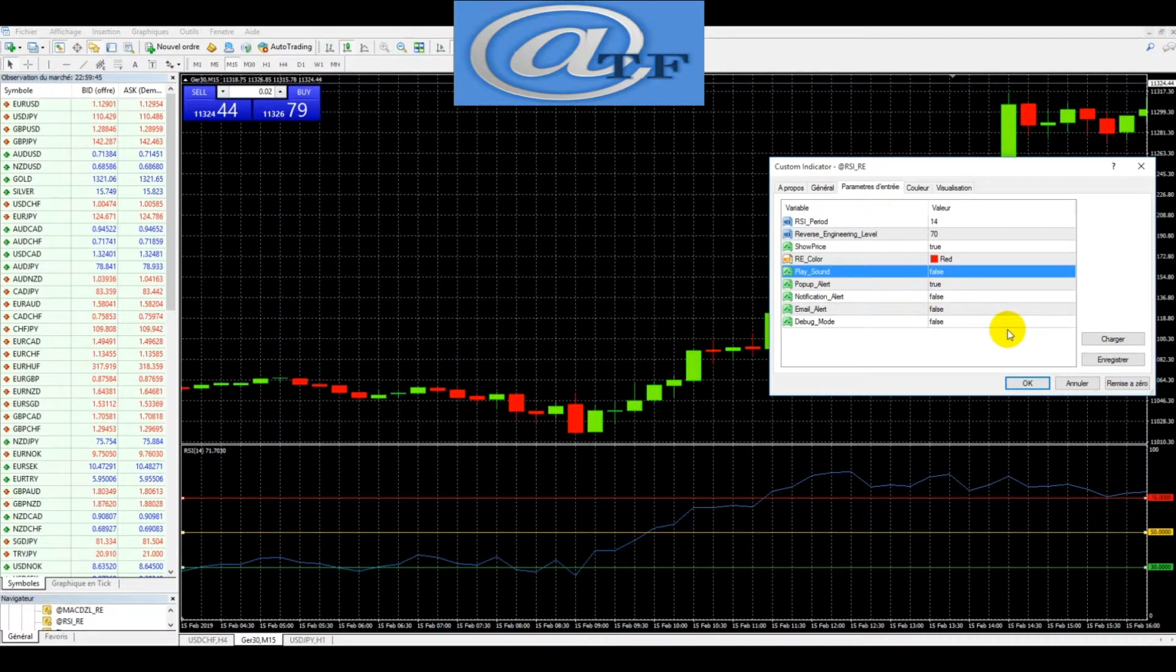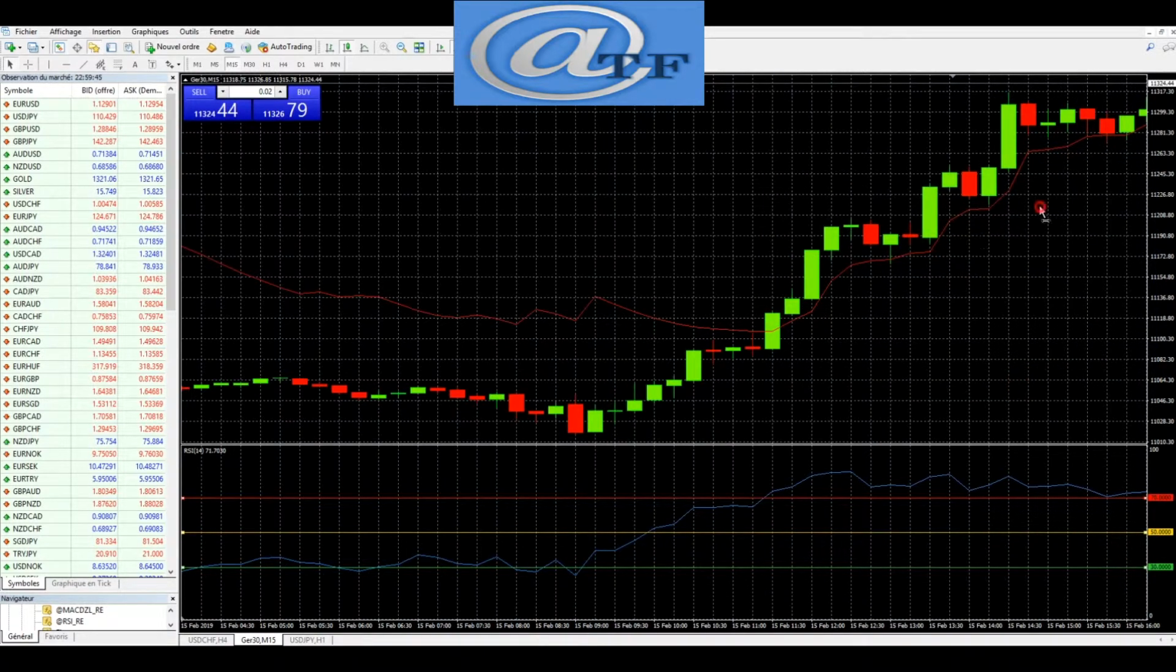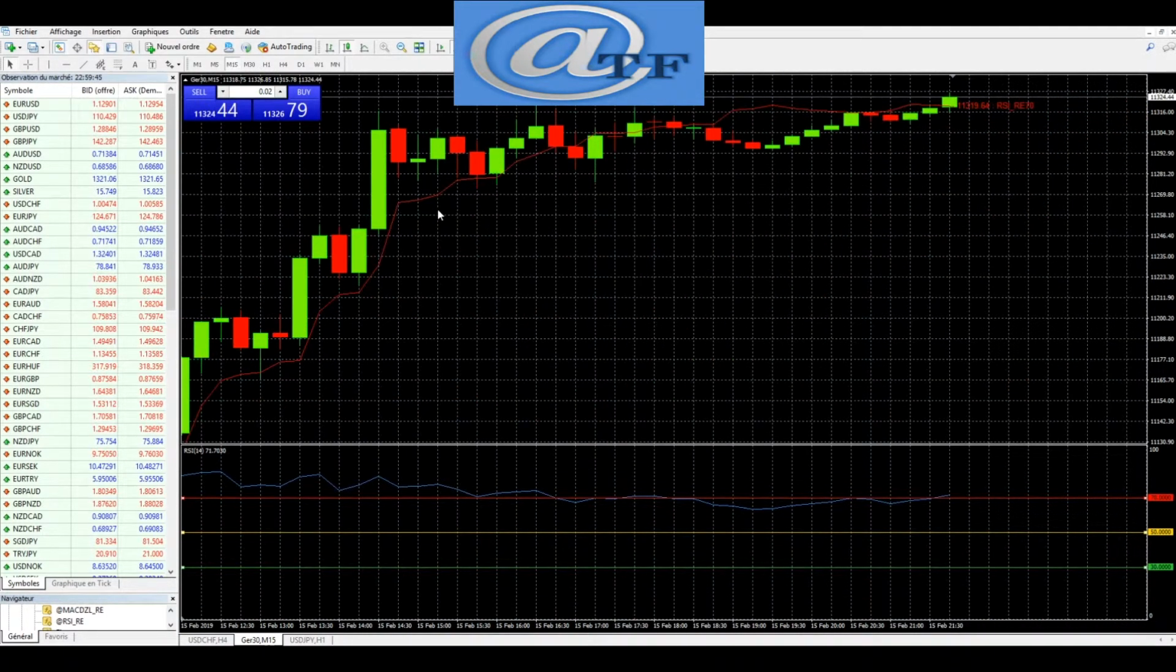About the debug mode, it's just for the hotline. If you have some trouble with using this indicator, you can contact the hotline and they may ask you to switch on this option. It's just to have a better understanding of your issue, but don't switch it to true if it's not mandatory. Then I click OK, and a red line is now in the middle of my candles.